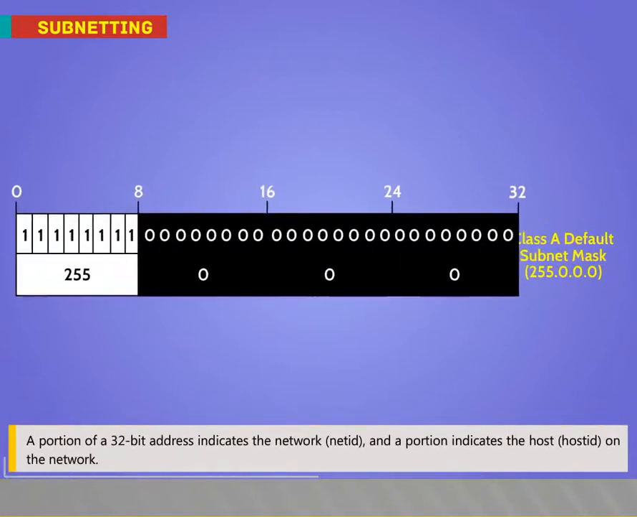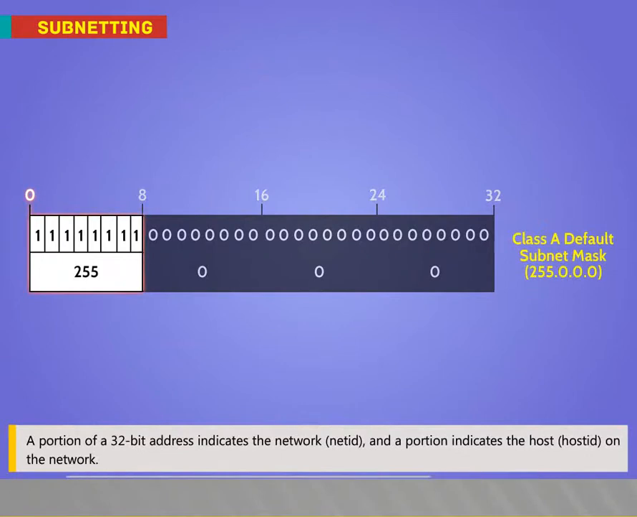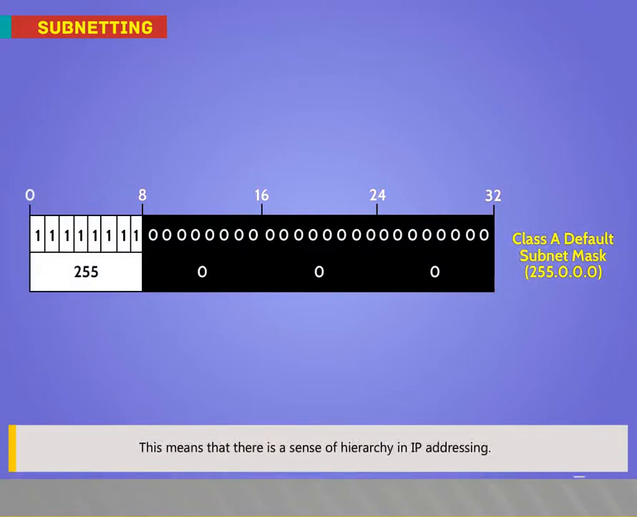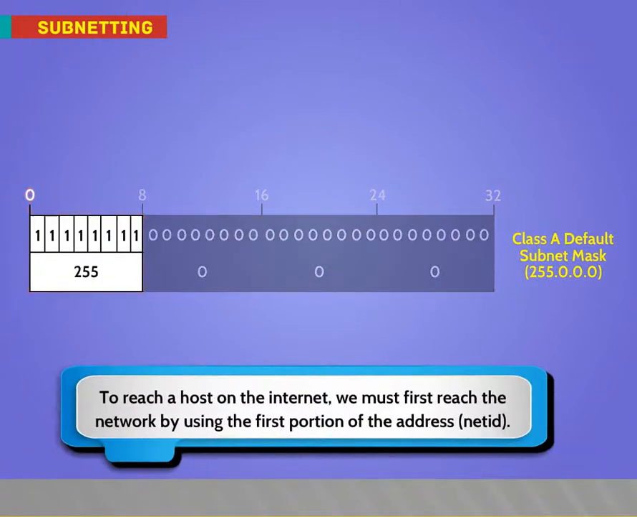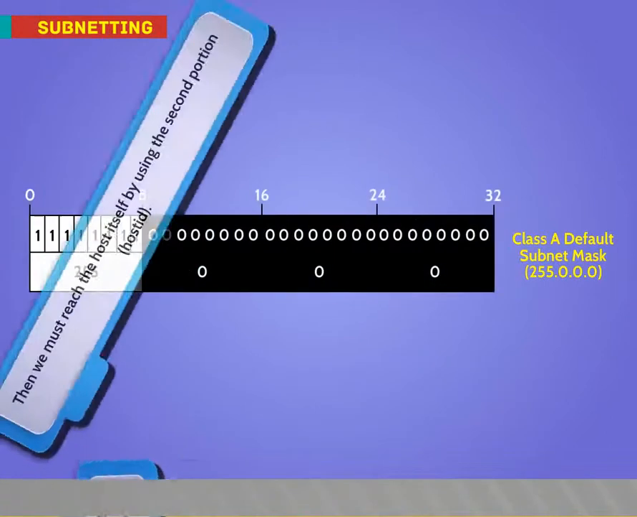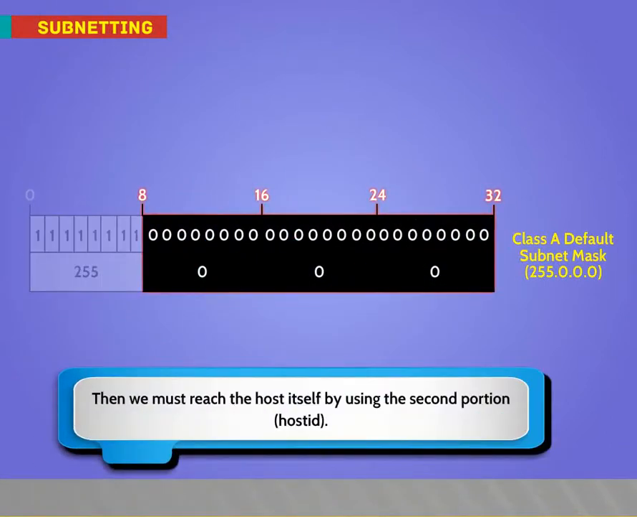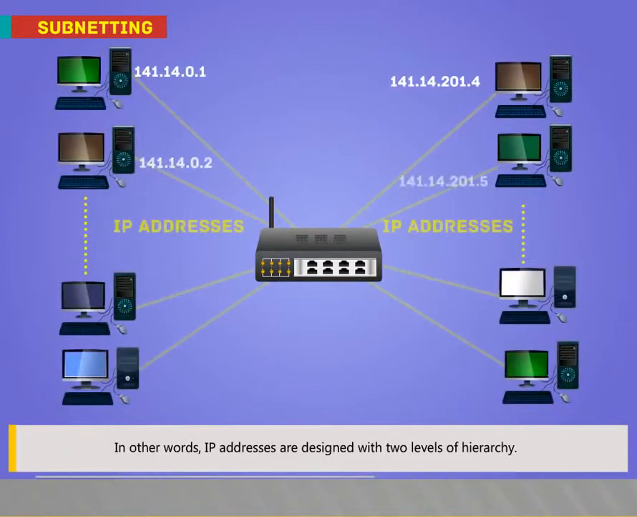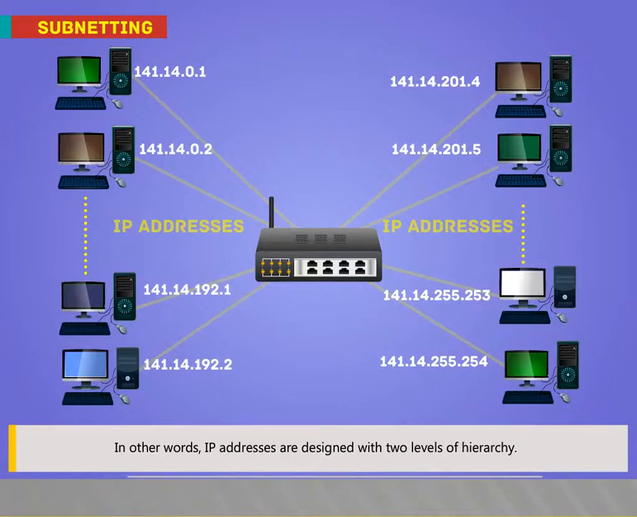A portion of a 32-bit address indicates the network, that is net ID, and a portion indicates the host, that is host ID on the network. This means that there is a sense of hierarchy in IP addressing. To reach a host on the Internet, we must first reach the network by using the first portion of the address, that is net ID. Then we must reach the host itself by using the second portion, host ID. In other words, IP addresses are designed with 2 levels of hierarchy.